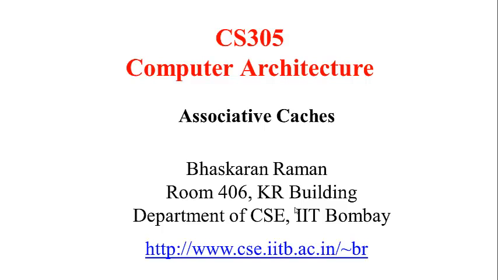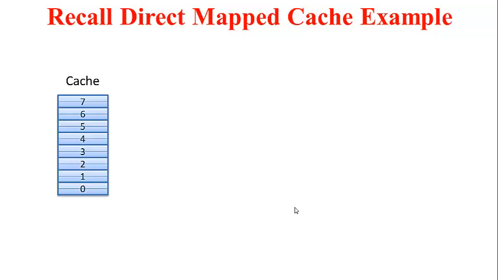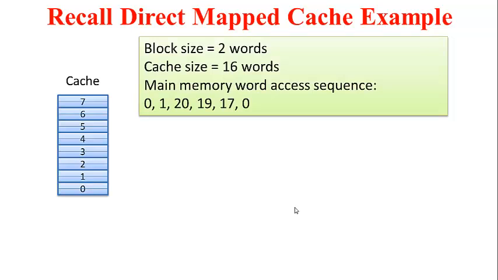This video introduces the idea of associativity in caches. To motivate this idea, let us recall this example we had seen with the direct mapped cache. We had a cache of 8 blocks, each block being 2 words, and a particular memory access sequence given this sequence of memory word addresses.